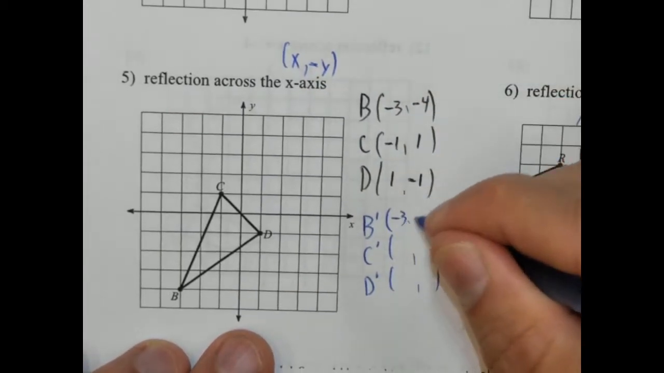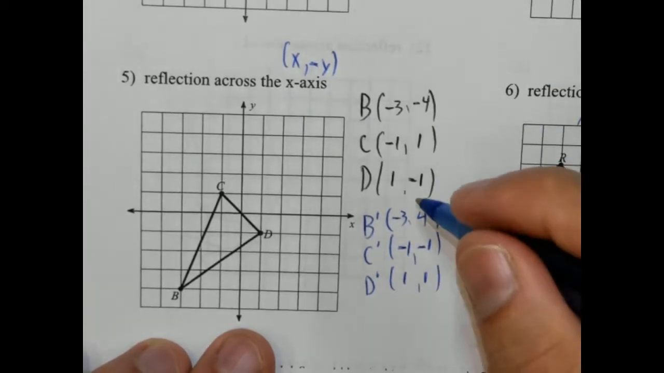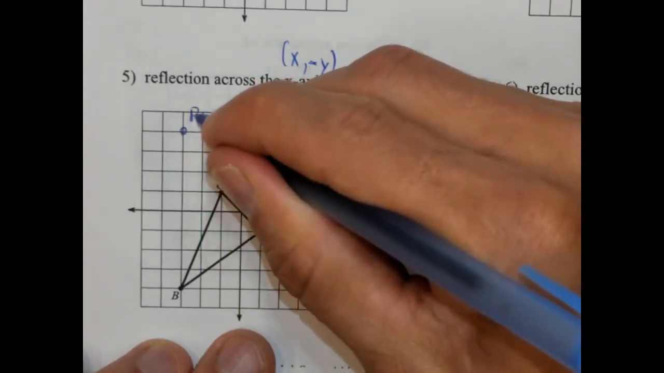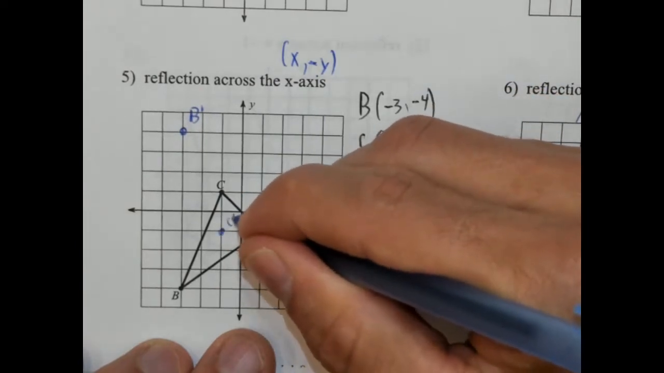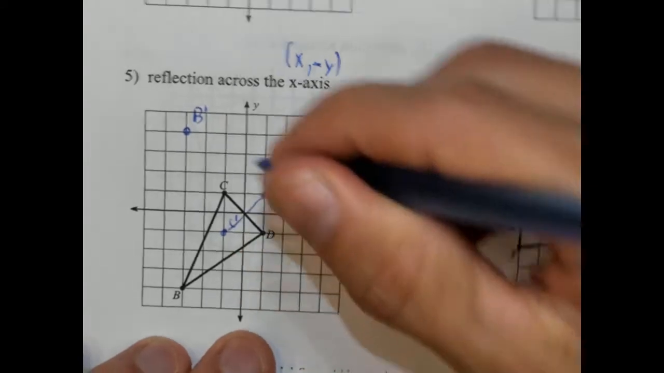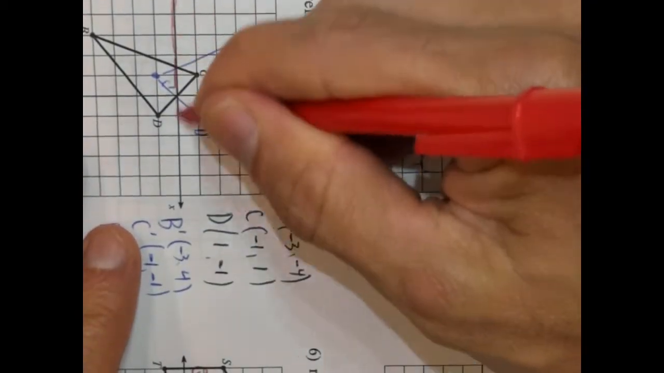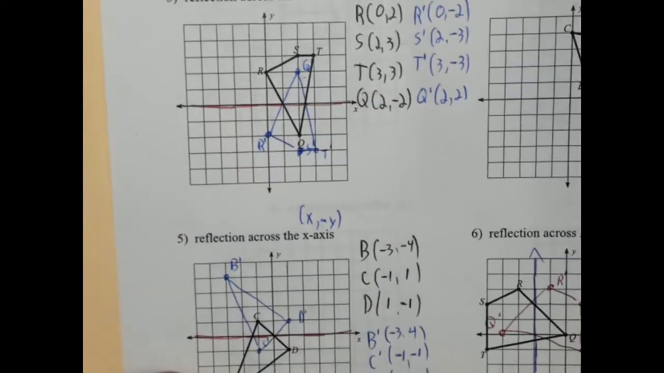So -3, 4, -1, -1, and 1, 1. So -3, 4. So 1, 2, 3, 1, 2, 3, 4. And that's our B prime. -1, -1. So C prime goes down here. And then 1, 1 is D prime. Here we go. And if I highlight the line of reflection, it's right there. Pretty cool. Zoom out here so you guys can see. And those are the first three.